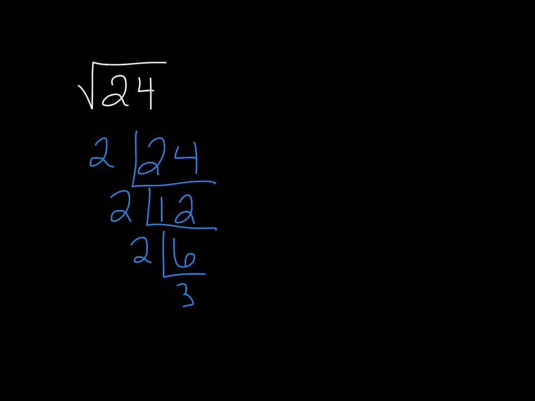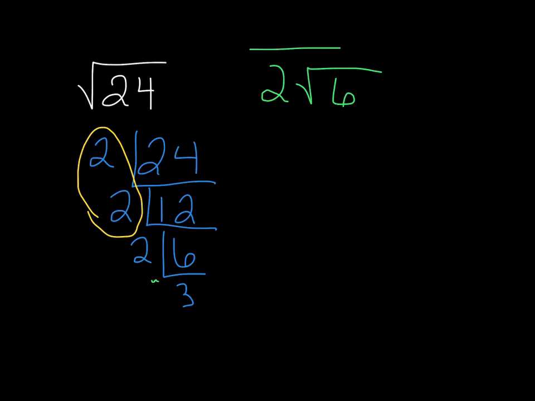Now I look for pairs of the same number. Right here I have a pair of 2's. So that means a 2 gets to come out of the radical. And then everything that's left, we multiply together. So you have a 2 times 3 left, which is 6. So that goes inside the radical.